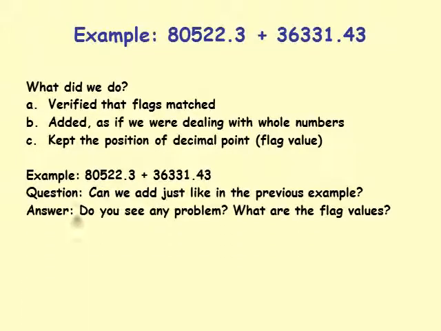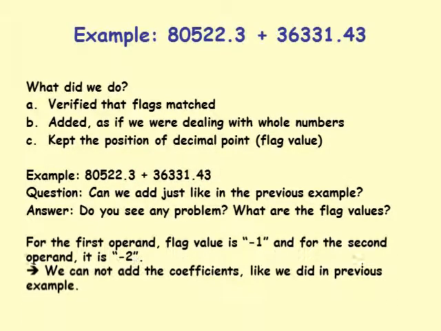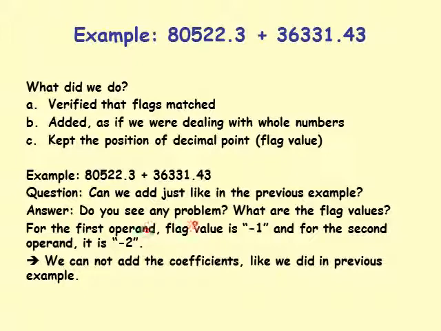Do we see any problem? What are the flag values? Minus 1 for the first operand and minus 2 for the second operand. We cannot add the coefficients as if they are alike like we did in the previous example. So we have to make some adjustments. We cannot straightforwardly add these numbers together because the flags do not match. Let's continue here.